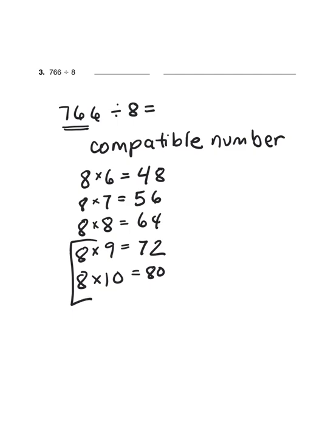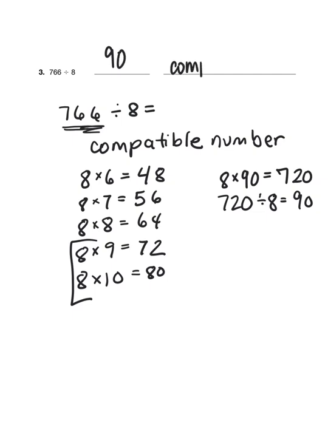If I use my understanding that 8 times 9 equals 72, then that would tell me that 8 times 90 would give me 720, which is pretty close to 766. So I could say that 720 divided by 8 equals 90. That's my estimate, and I used compatible numbers.